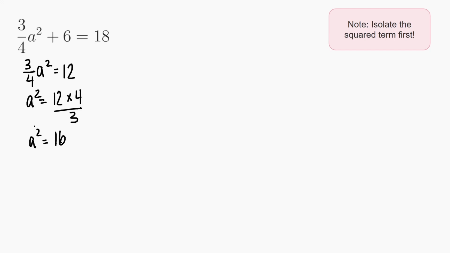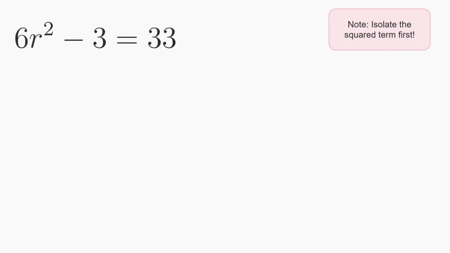Now, we can use the square root property to give us a equals plus or minus the square root of 16, which is equal to plus or minus 4. So we know a equals positive 4, or a equals negative 4.